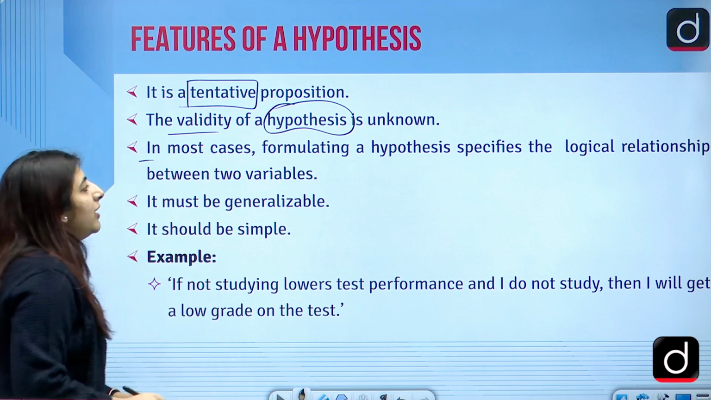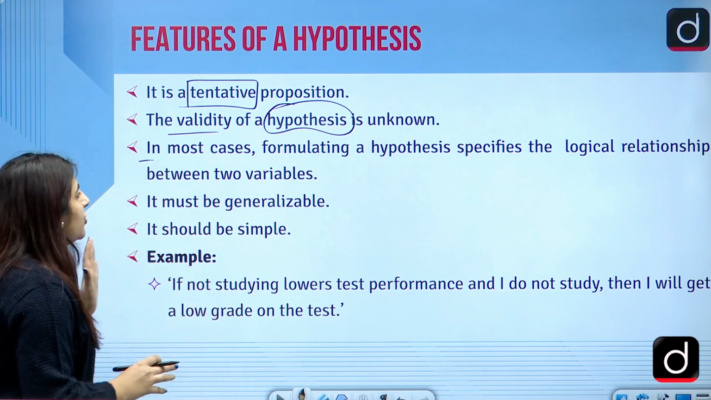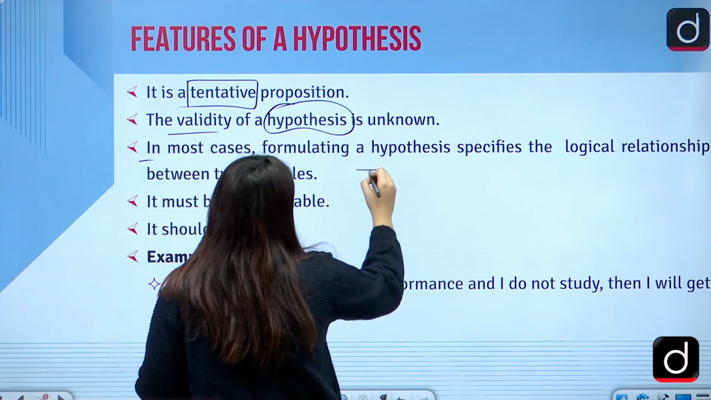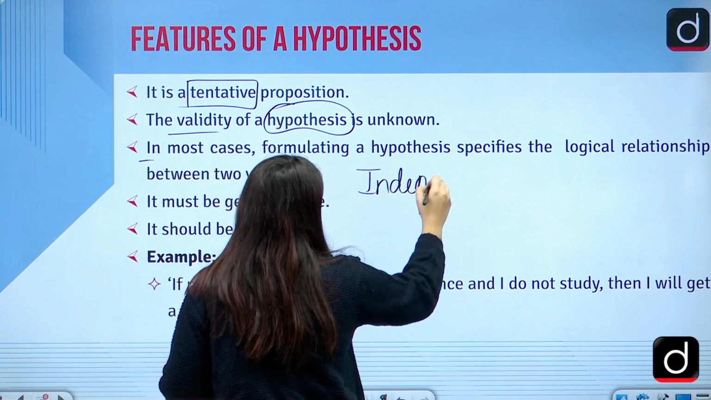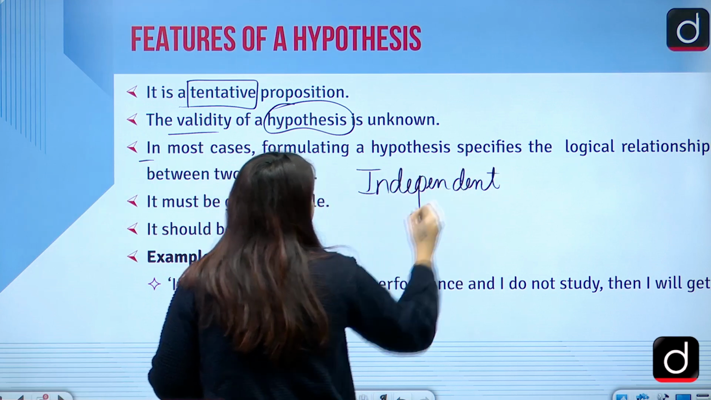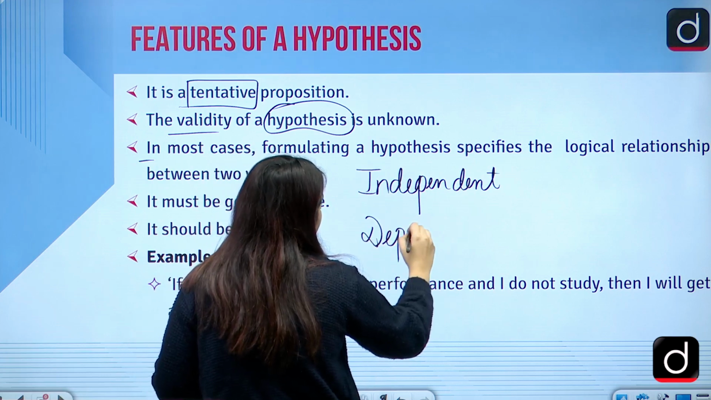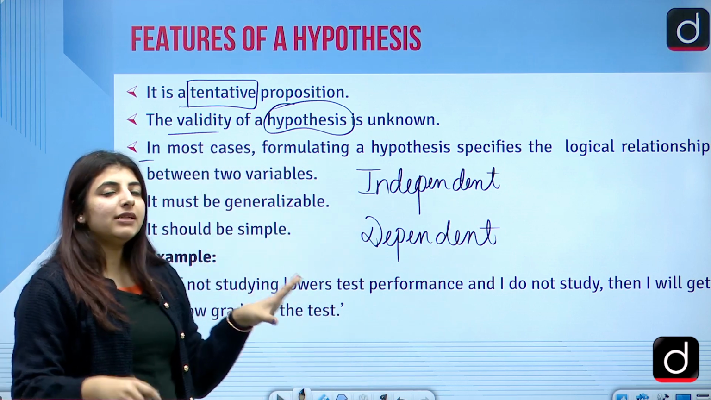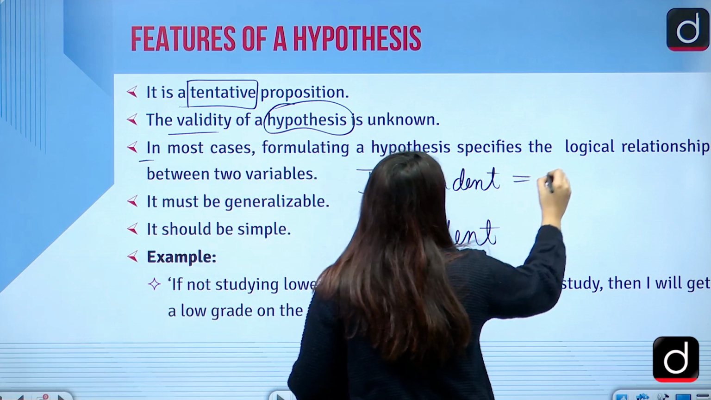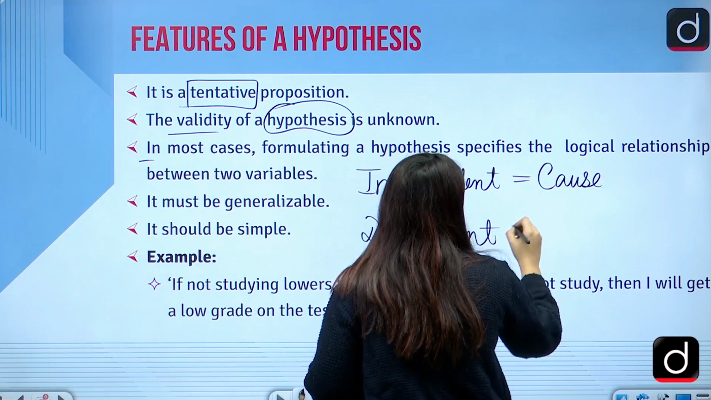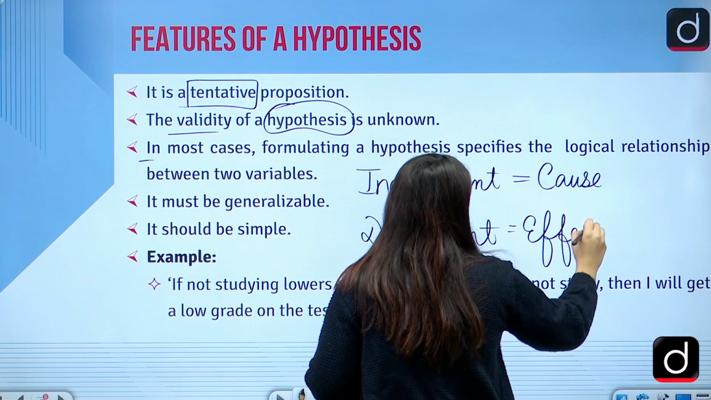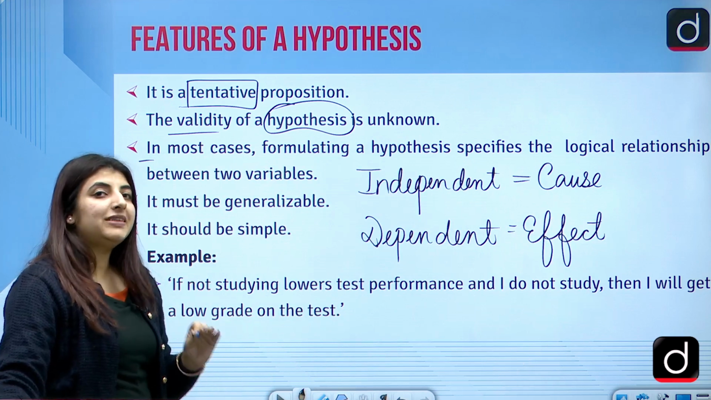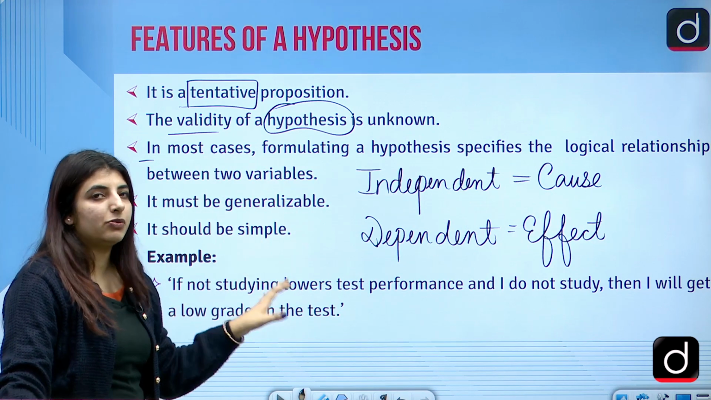In most cases, formulating a hypothesis specifies the logical relationship between two variables. What are those two variables? The two variables are independent and dependent variables. Correct? Independent variables are the ones which are known as the cause of something, and dependent variables are the effects, the outcomes. So, with the usage of a hypothesis, we want to see if there is a relationship between the two variables.